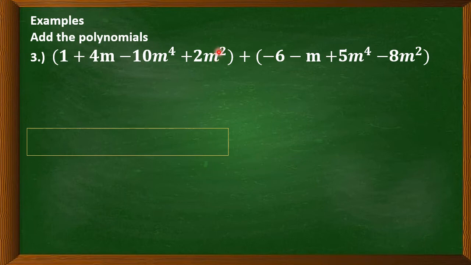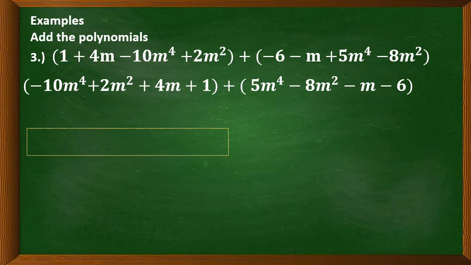Meaning to say we have to start the term with the highest degree. So here, the highest degree is negative 10m to the power of 4. So thus, this will be the first term. Okay, so we have here negative 10m to the power of 4 because the degree for this is 4, followed by 2m squared, whose degree is 2. And next, we have 4m with a degree of 1. And lastly, 1 with a degree of 0.